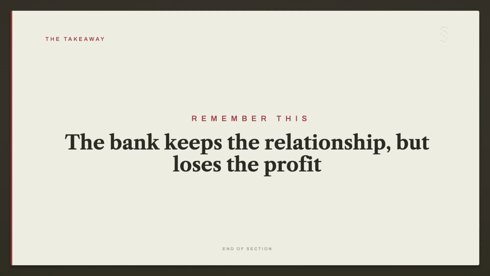Watch for exam language about an entrant capturing one profitable service while the incumbent keeps the rest, or a bank keeping the low margin remainder. That phrase is the clearest possible marker of unbundling at work.